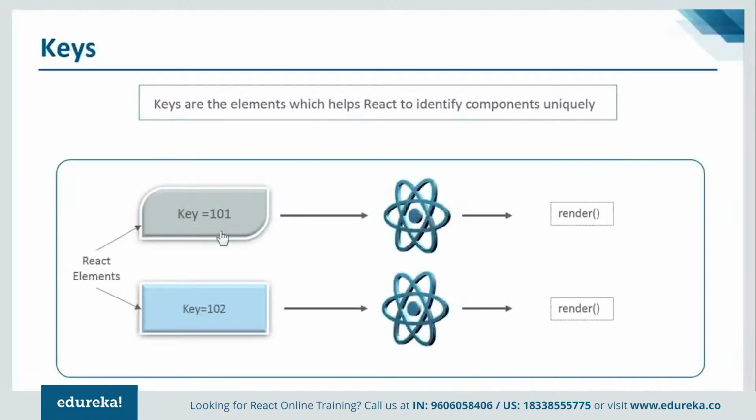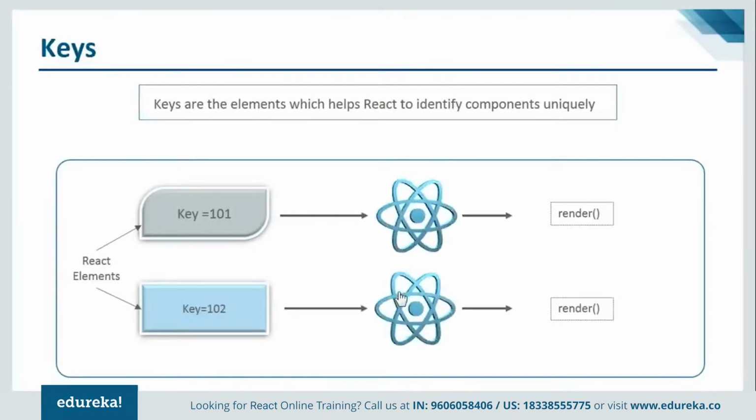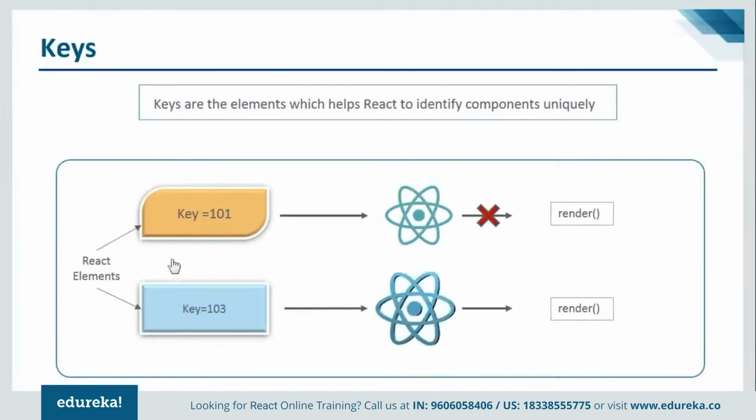One with key 101 and one with key 102. Now these are rendered for the first time, so React will render them without any problem. But next time when we try to render them, component 1's key value is the same, whereas component 2's key value has changed. So now React will render only the second component, not the first one, as the first component's key is the same.